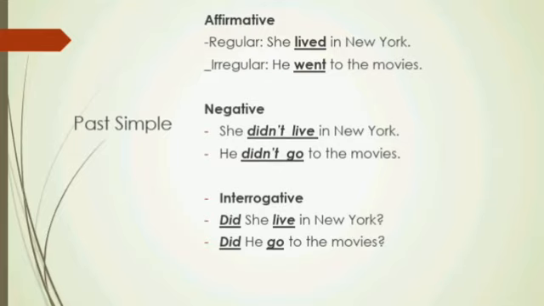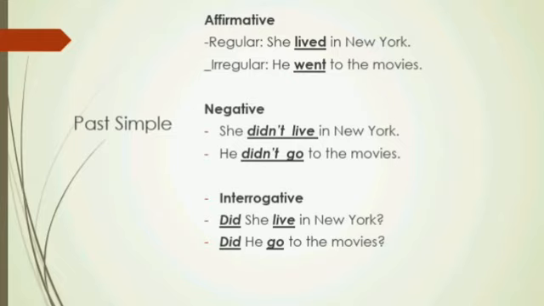For negative form, we use the auxiliary didn't after the subject and the main verb in infinitive. For example, she didn't live in New York. He didn't go to the movies. Remember, we use didn't with all the subjects: I, you, he, she, it, we, and they.